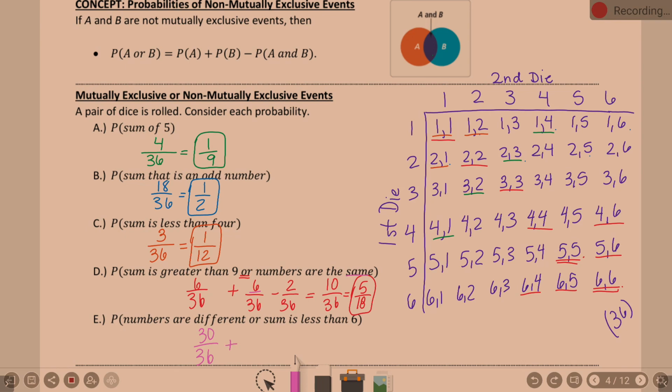What about the sum is less than 6? What do we have in the way of sum less than 6? 1 and 1, 1 and 2, 1 and 3, 1 and 4, 2 and 1, 2 and 2, 2 and 3, 3 and 1, and 3 and 2, and 4 and 1. Notice the pattern shape here, yes? So how many sums are less than 6? I got 10.